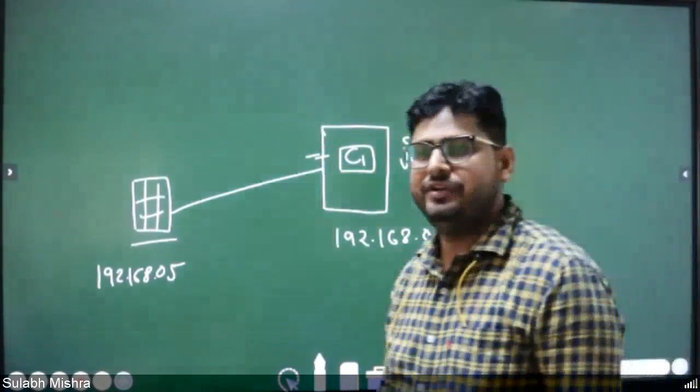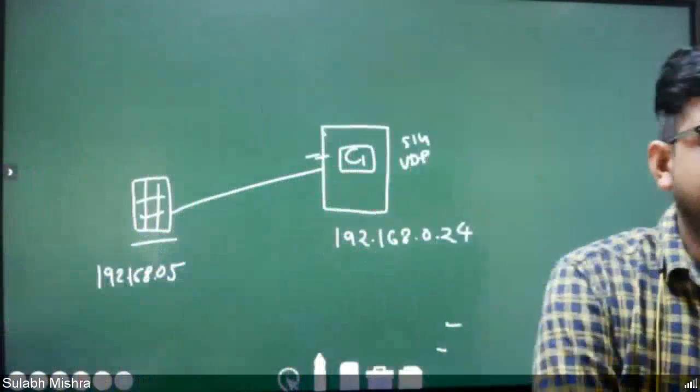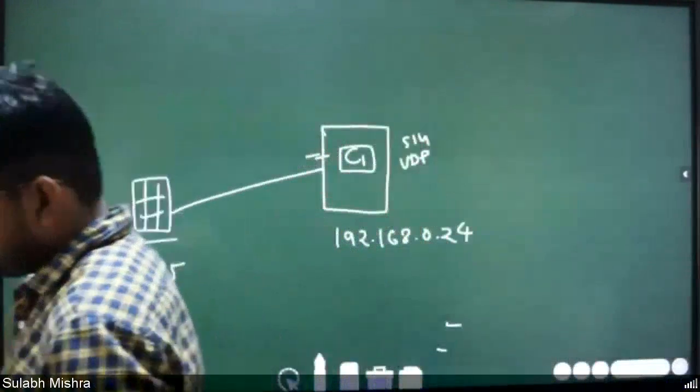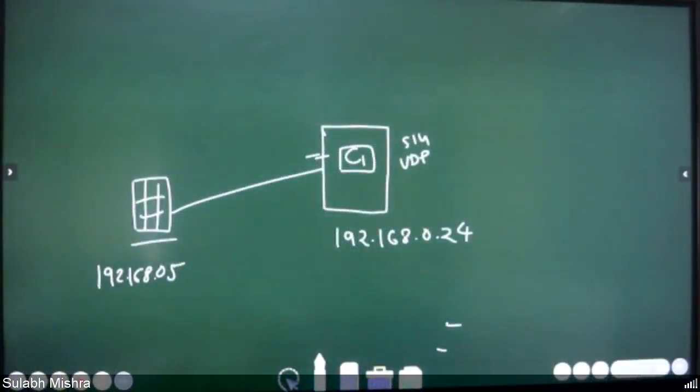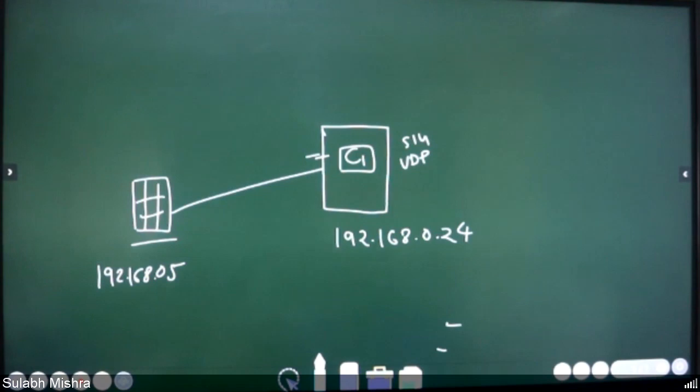So the next step you write: we have to ensure that connectivity should be enabled between the end device as well as the connector server. Can you repeat once again? We have to ensure that connectivity is enabled between the end device and the connector server.